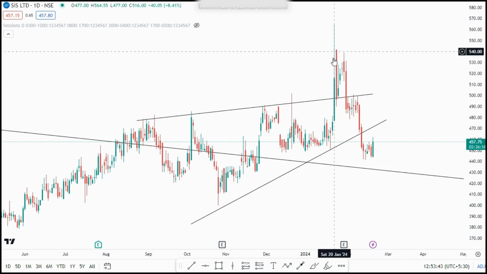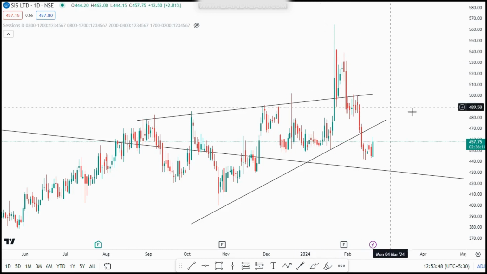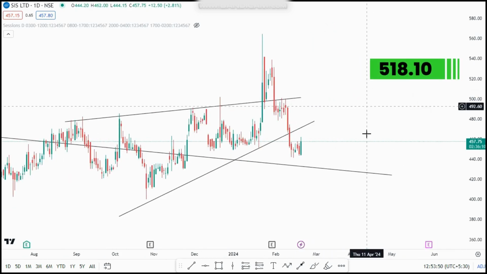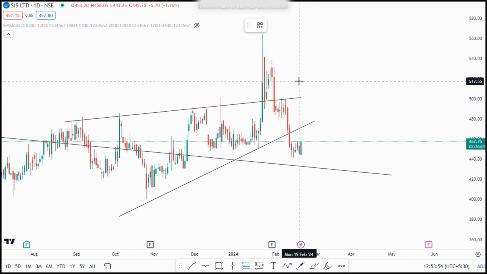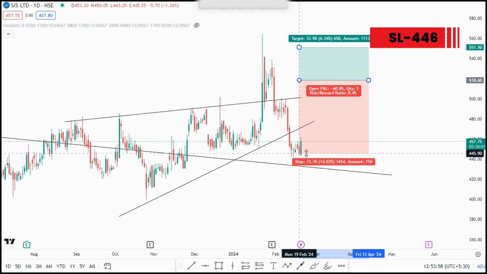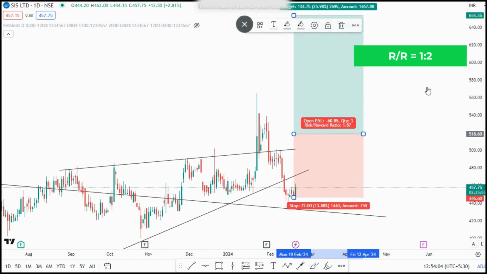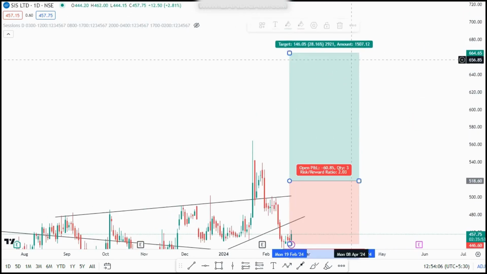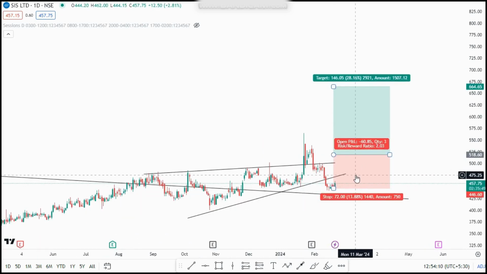Since there was high volume at the area of resistance, I decided to go long with 518.10 as my entry, with a stop loss at 446, with a 1:2 minimum risk to reward, right? So this was my entry, stop loss and the target.